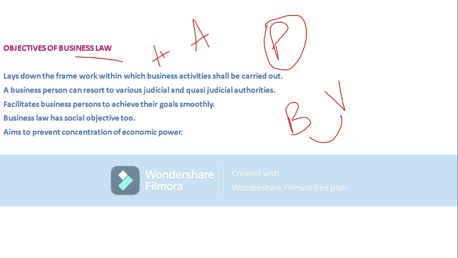Now, if we want to see the basic, main objectives of business law, these are the five basic objectives of business law. Before this, the basic and primary objective behind business law is to provide a regulatory framework.